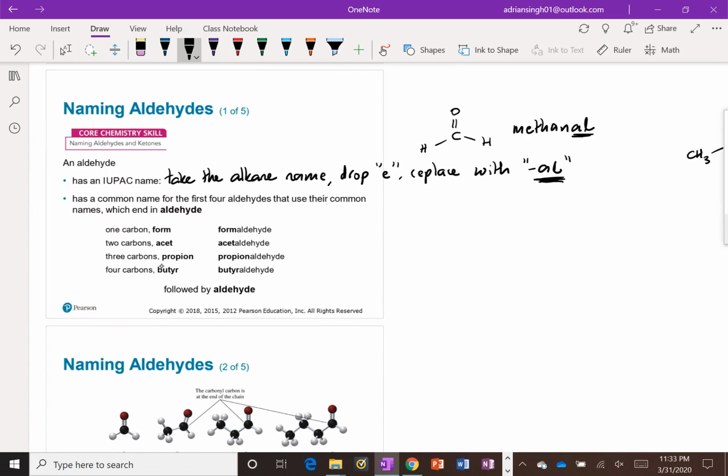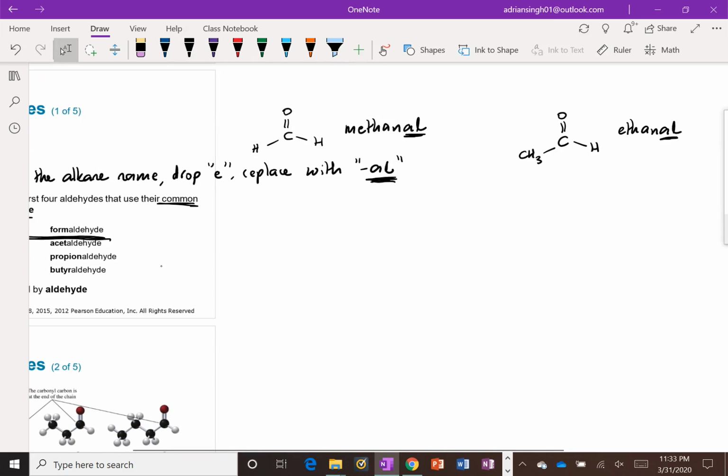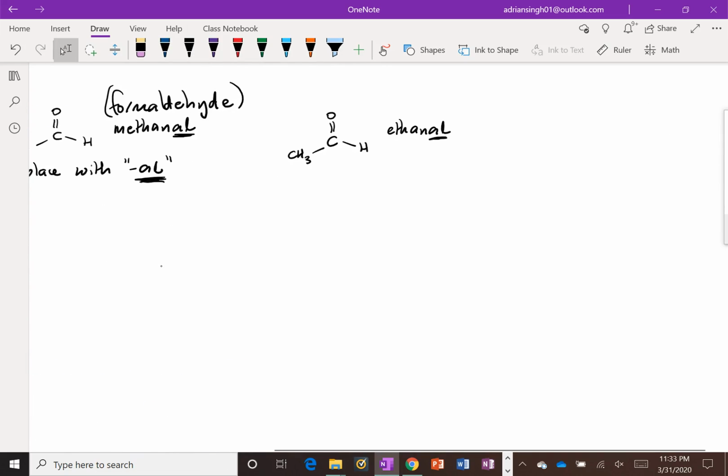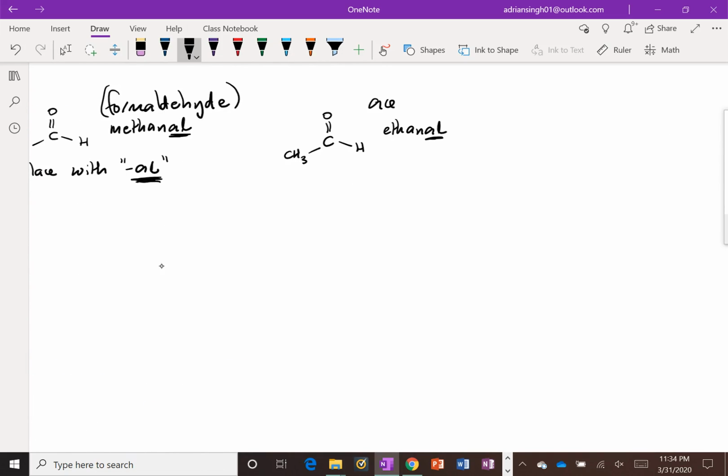Sometimes you'll see some common names being used to represent the aldehydes, and those are pretty obvious when you see them because the common names actually end in aldehyde. Right, so a 1-carbon aldehyde is sometimes called formaldehyde, which is just a common name for methanal. Right, and you probably have heard of formaldehyde before. It's used as a preservative for biological specimens. Similarly, a 2-carbon aldehyde, the common name for it is acetaldehyde. And that's the common name for ethanal.